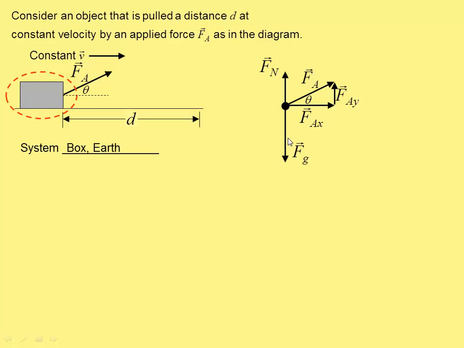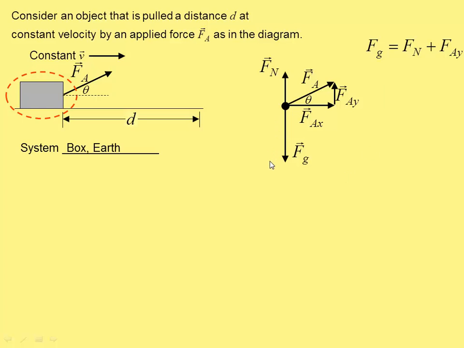Notice that we have not one, not two, but three vertical forces: F of G, F of N, and F of AY. So how big are these three forces? Well, it's not accelerating up and down. In fact, it's not even moving up and down. So the forces must be balanced, the three forces. So F of G, down, has to balance out F of N plus F of AY, up. So notice here, part of F of A is being used to put the vertical forces in balance.